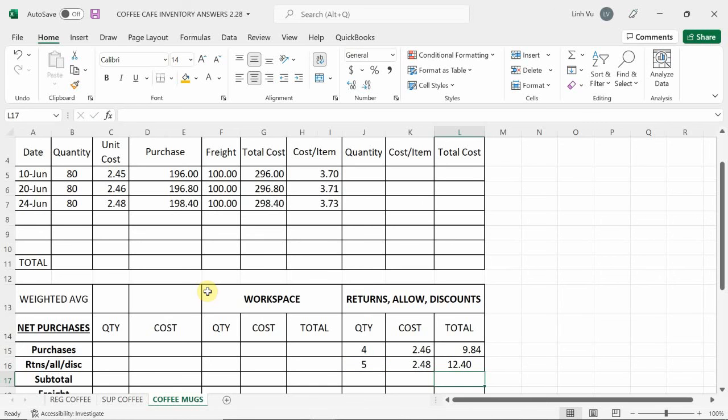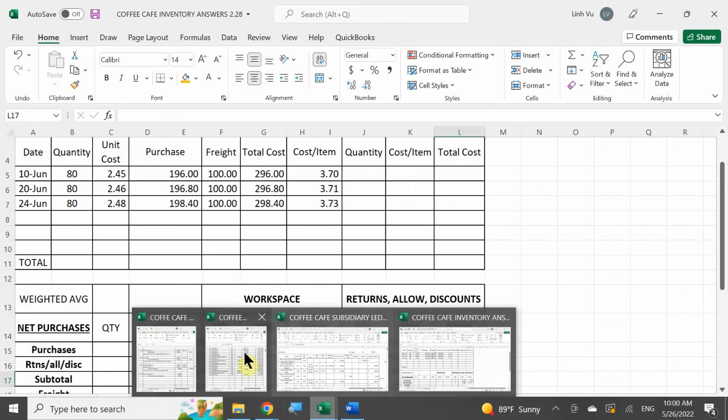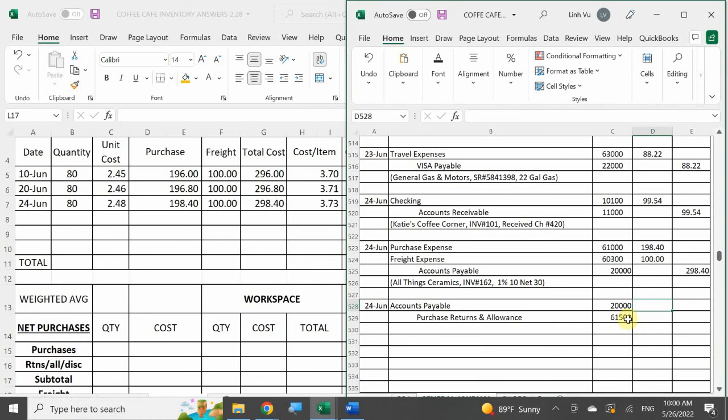$12.40. So there we go. That's the number I need to use to plug into my worksheet here. So $12.40.